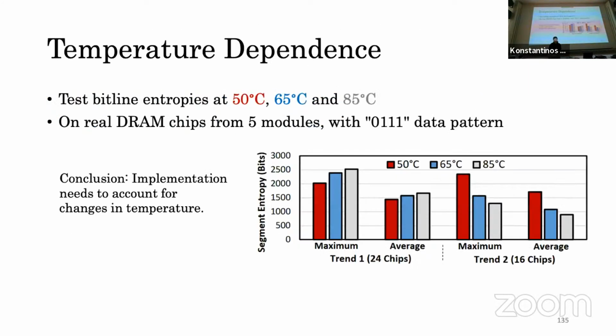Wait, one back. Here we go, because the paper actually also studied temperature dependence, and I had to unfortunately cut this slide because I did not have enough time. So basically, they tested the highest entropy DRAM segment at different temperatures, 50 degrees Celsius, 65 degrees Celsius, and 85 degrees Celsius. And as you said, they observed two major different trends. In some chips, the entropy increased, and in others, it decreased. So basically, it definitely has an effect on the entropy, but it depends on the chip what that effect is.